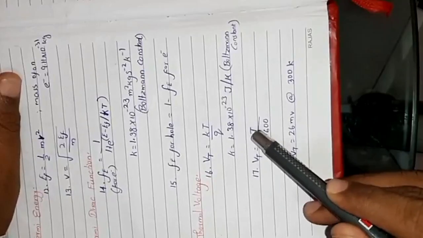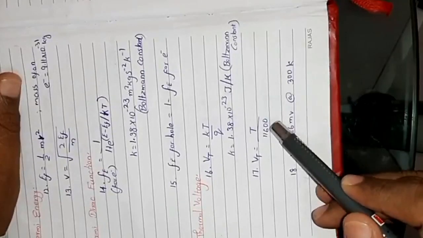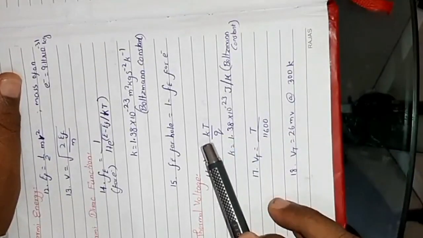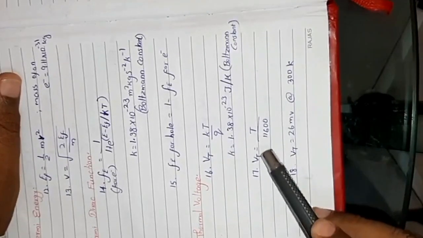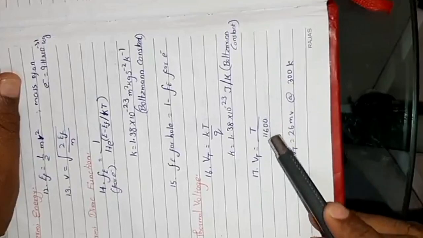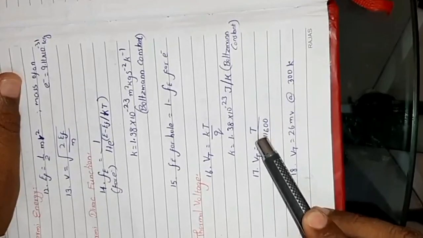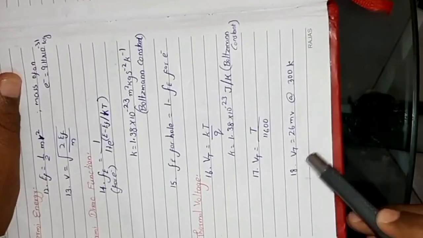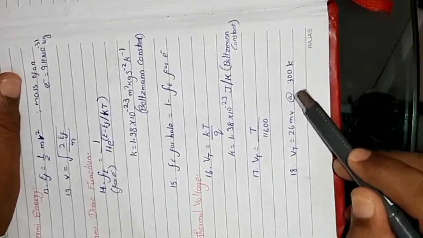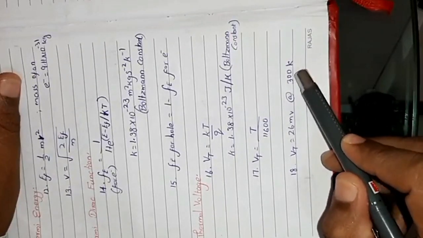Number 17, Vt is equal to T divided by 11,600. Okay, substituting the value of K, Boltzmann constant, and Q, charge of an electron, we can write the formula as thermal voltage is equal to T divided by 11,600, and T is the temperature at room temperature, which is normally 300 Kelvin. Vt is equal to 26 millivolt. Okay, number 18, thermal voltage is equal to 26 millivolt at room temperature, which is 300 Kelvin or 27 degrees centigrade.